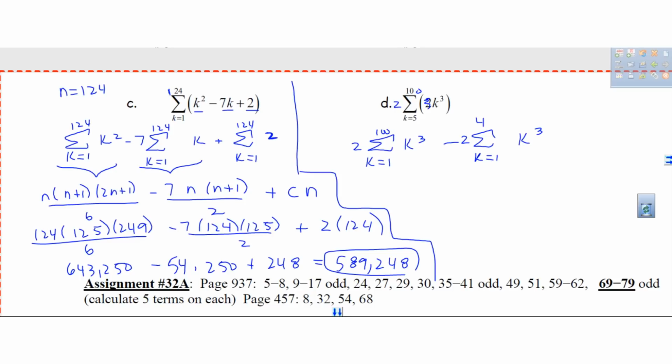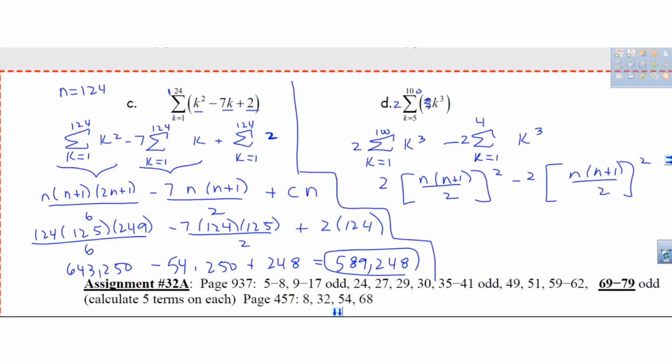Okay, so the formula for k to the third is this. It's going to be 2 times n times n plus 1 all over 2 whole thing squared. This is minus 2 times, again, the summation, n times n plus 1 all over 2 whole thing squared. For the first guy, n is 100. So it's going to be 2 times 100 times 101 divided by 2 whole thing squared. The second one, the n is a 4. So I'm going to go minus 2 times 4 times 5 divided by 2 whole thing squared.